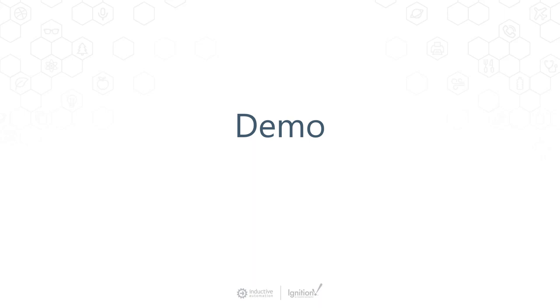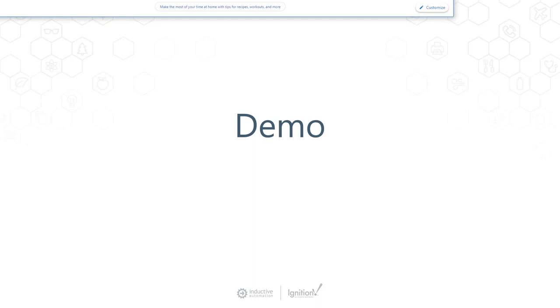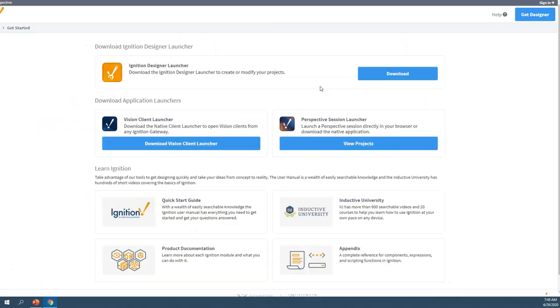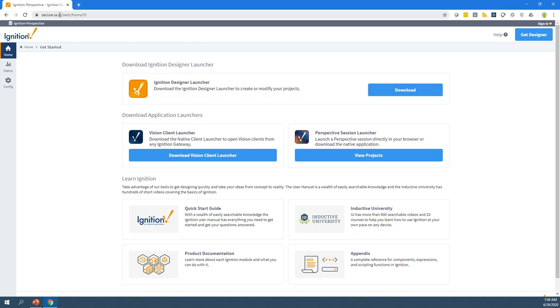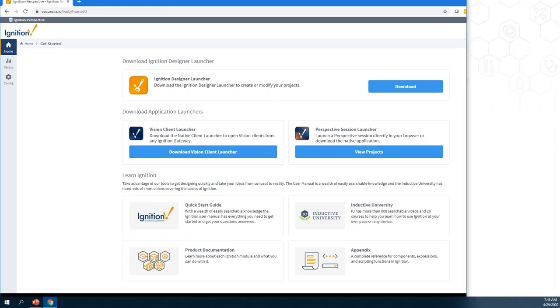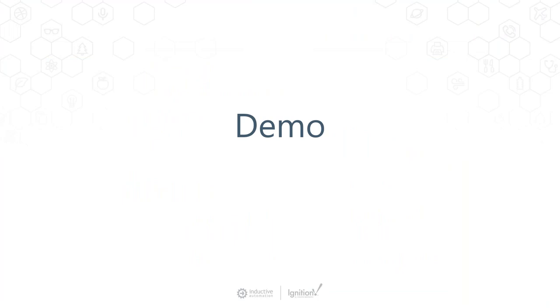So I have a fresh installation of Ignition that is sitting in the cloud right now, on a website at secure.ia.io. I will give you a link in a moment so you can take a look at this yourself too. But the first thing I'm going to do is pull up the designer. And inside the designer, I'm going to create a project. It's going to be completely fresh. As I said, I wanted to give you a sense of exactly what this looks like.